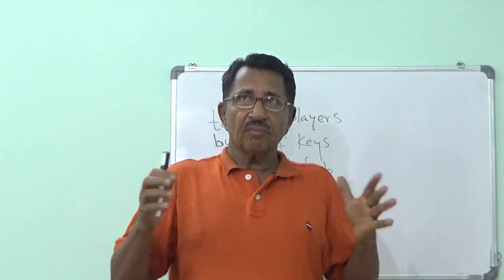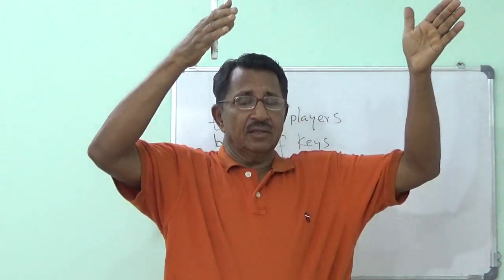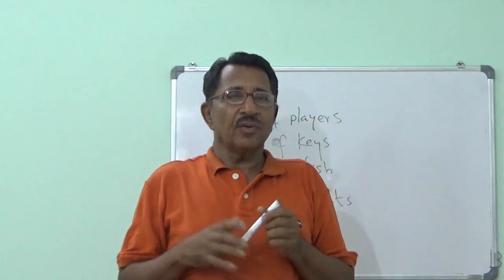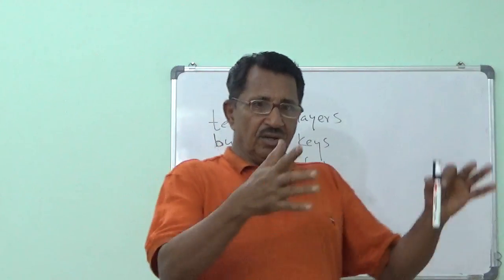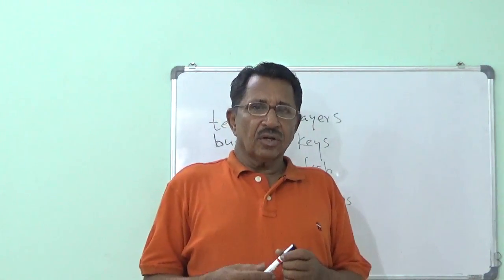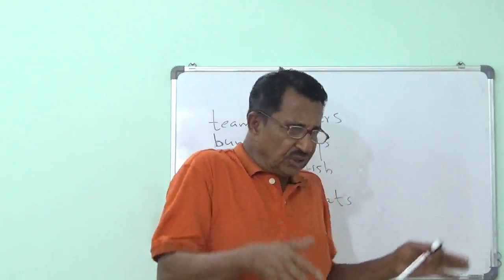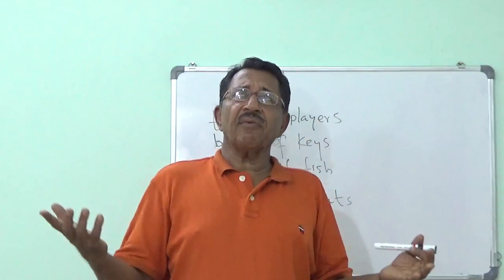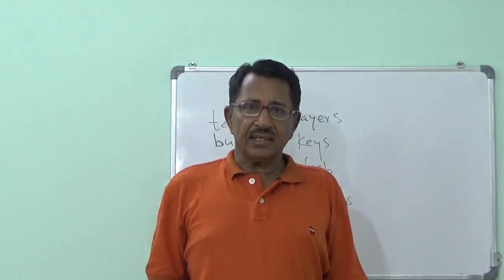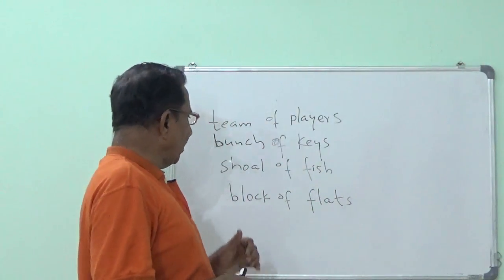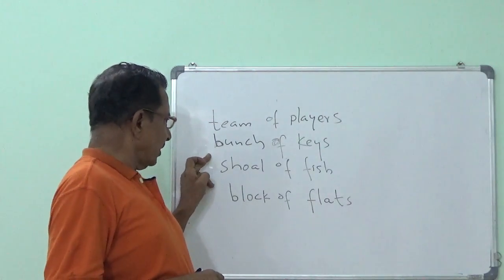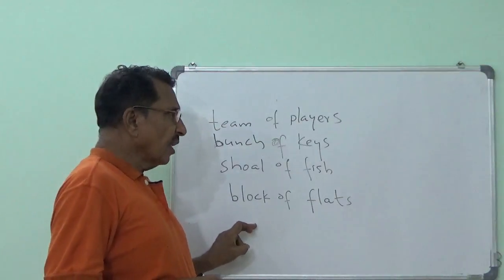You'll find now huge buildings like this. They look like matchboxes when you look from a faraway place. When you go near, you will find that there are all facilities, all the necessary things required for a house. Maybe in a block you will find 200, 500, 700, 2000 flats. Understand? So that is a block of flats. Now we are seeing team of players, bunch of keys, shoal of fish, block of flats.